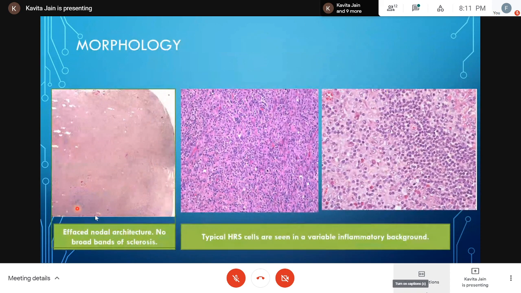Now, if we see, it is the effaced nodal architecture. Again, we have some vague nodules, but no sclerosis. Then again, we see a lot of, this is a cellular slide, absolutely a cellular section. And if we by chance happen to see an eosinophil or eosinophils, we should definitely go to the high power to look for these scattered RS cells.